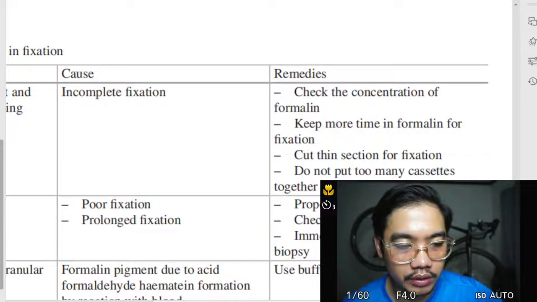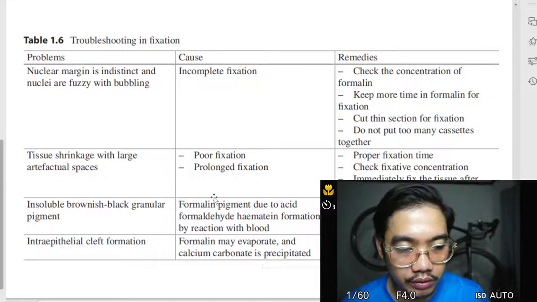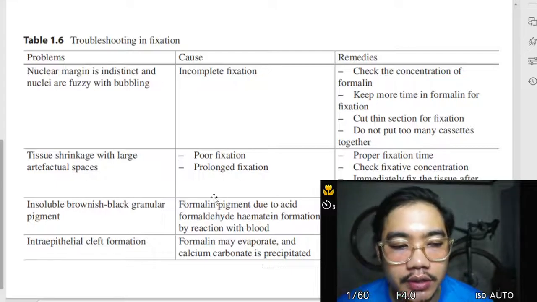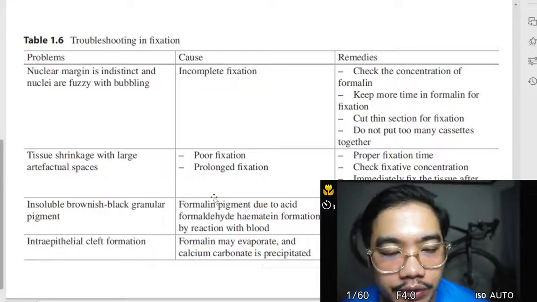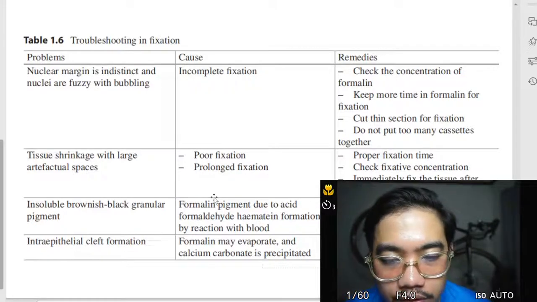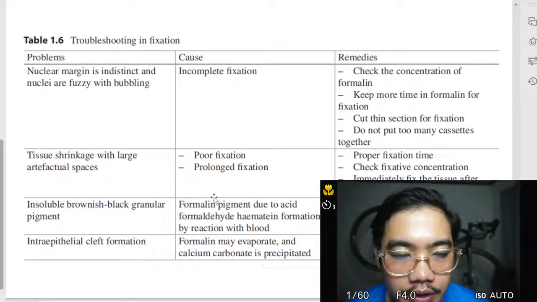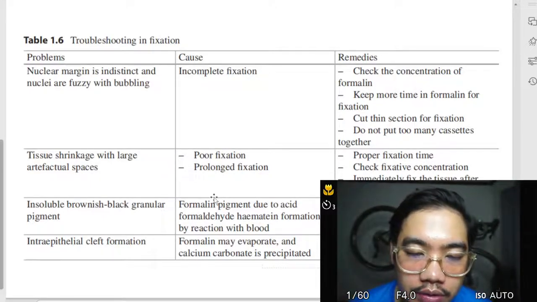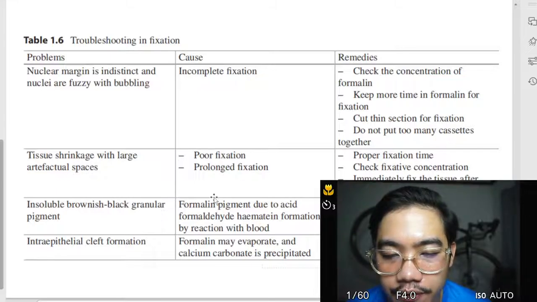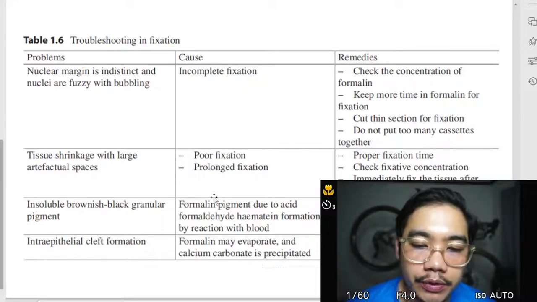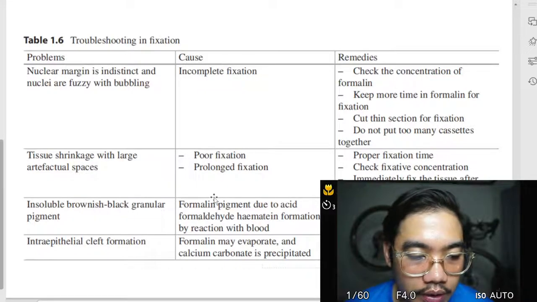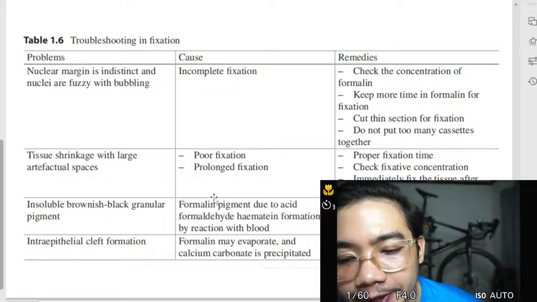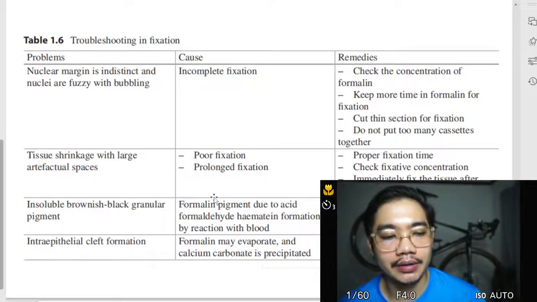Alright, next page: troubleshooting in fixation. The nuclear margin is indistinct and nuclei are fuzzy with bubbling. This means incomplete fixation. Check the concentration of formalin. Keep more time in formalin fixation. Do not cut thin sections for fixation. Do not put way too many cassettes together. So the nuclear margin is indistinct and fuzzy.